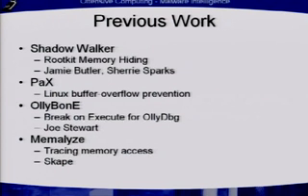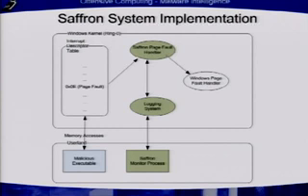There was some previous work on this. Jamie Butler and Sherri Sparks wrote the Shadow Walker rootkit, which is actually used to hide memory access or rootkits inside of the kernel. PaX actually implements non-executable frames inside of the page fault handler. It's another good work, but that's for Linux. Again, OllyBone by Joe Stewart. This is break on execute for identifying these things, and this is real good. And Memolyze recently came out in Uninformed by Skape. And this is used for tracing memory accesses, and all use a similar technique.